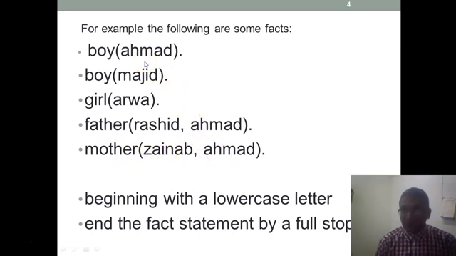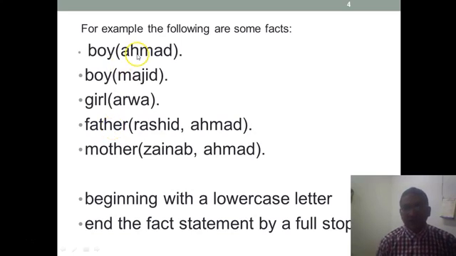So in Prolog terminology, these Ahmed, Majid and Arwa are said to be the atoms, and boy, girl are said to be the properties, whereas father and mother are the relations. So when the properties have two or more parameters, then it is said to be a relation.